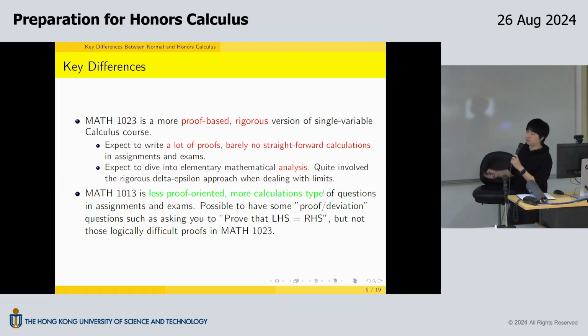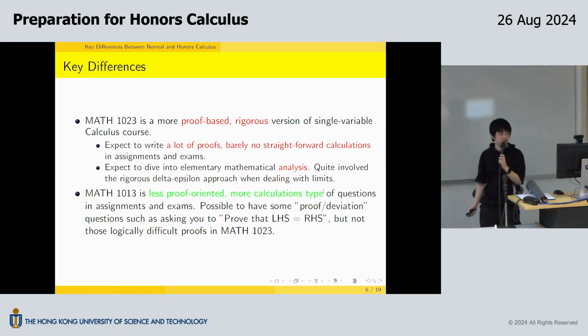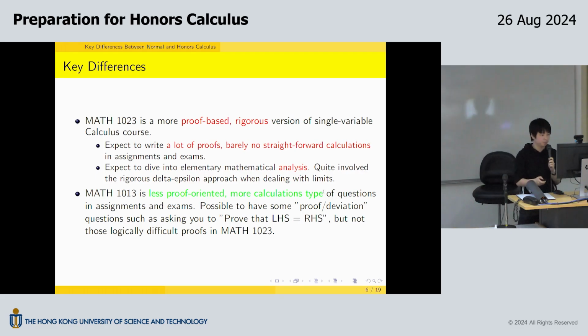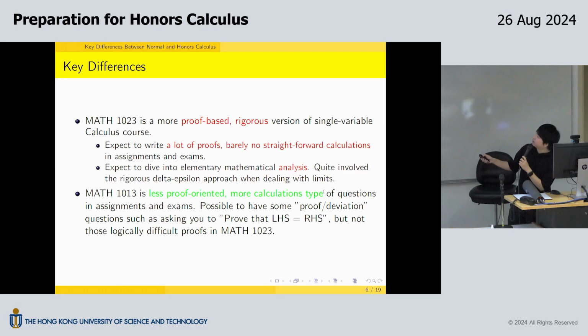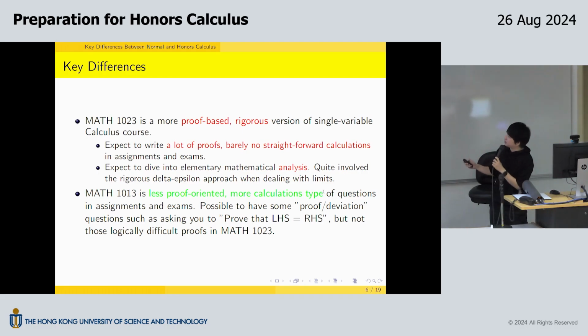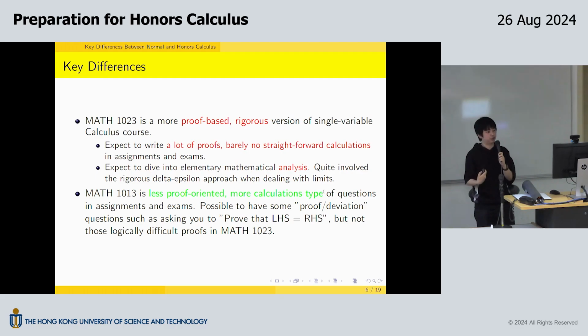The level of the honor calculus aligns with the level of elementary mathematical analysis. So if you have taken the honor stream of calculus, then you will have a good preparation for mathematical analysis in year 2 or 3 studies. In particular, the honor version of calculus is quite involved in a rigorous delta-epsilon approach when dealing with limits. That's one key distinction between the honor version and the normal version of calculus.